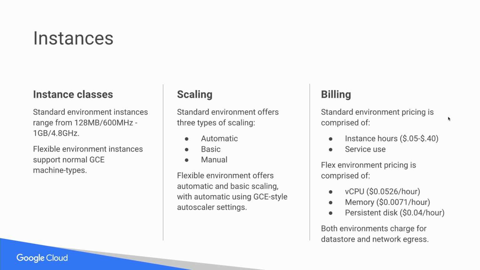Flex environment pricing is comprised of an hourly fee for the number of CPUs you're using, an hourly fee for the amount of memory that you're using, and an hourly fee for whatever persistent disk you have associated with those instances. And then on top of these instance charges, you pay for datastore use and you pay for network egress. Any data that goes into your App Engine application is free. Any data that comes out of the GCP region, you actually have to pay for. And again, that's 8 cents to 11 cents per terabyte in North America and a little bit more expensive, say, in Australia or in China.